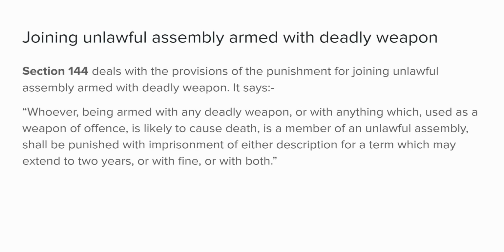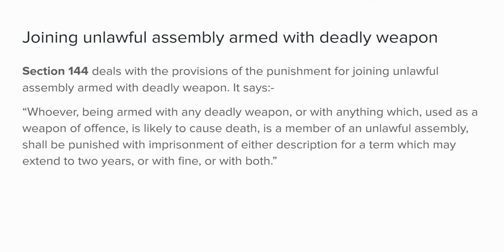Now, joining unlawful assembly armed with a deadly weapon. Section 144 deals with the provisions of the punishment for joining an unlawful assembly armed with a deadly weapon. This section says that if any person joins any unlawful assembly while armed with a deadly weapon, then what will be the punishment?